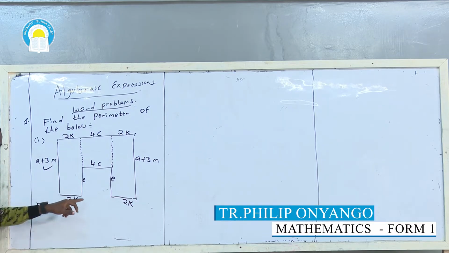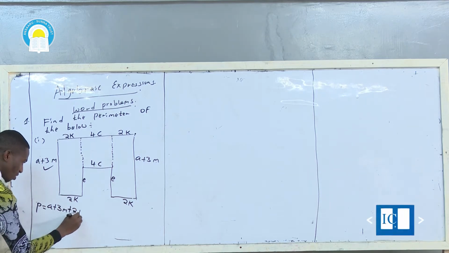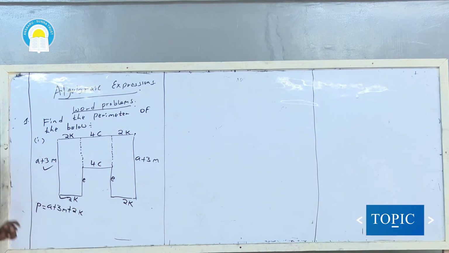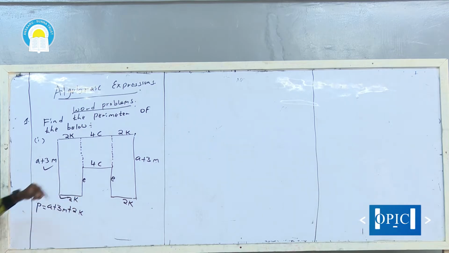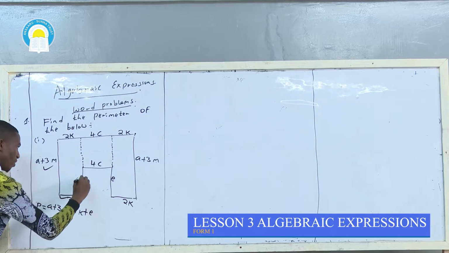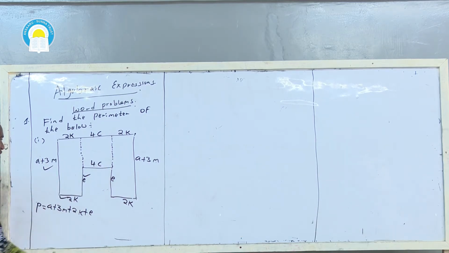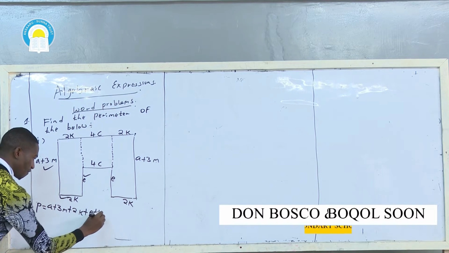Then from here to here will be 2k, so it will be plus 2k. I will also tick there. From here to here is E. I will write plus E. I will tick it. From here to here is 4c. I will write plus 4c.